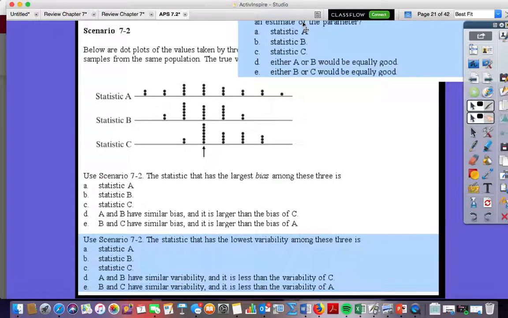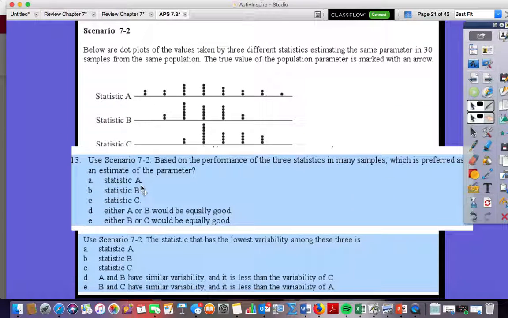All right, cool. Number 3, based on the performance of the 3, which would be the best? We want one with low bias and low variability, right? Which the best answer would be B. Yep. Letter B. Good stuff. If you got all 3 of those, give yourself 3 points. Unless obviously you got partial credit on that one, you can give yourself a half there to get 2.5, if you got the other 2 correct.